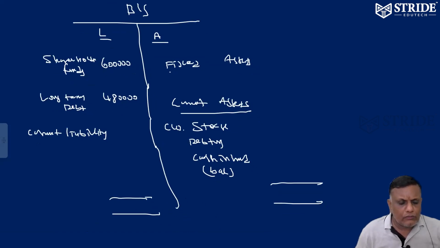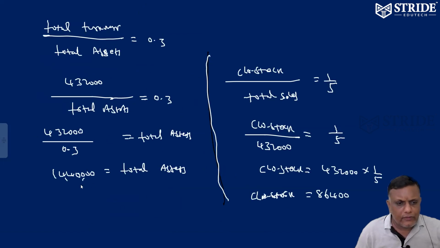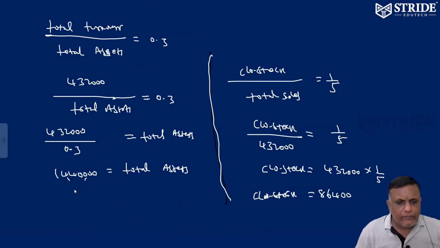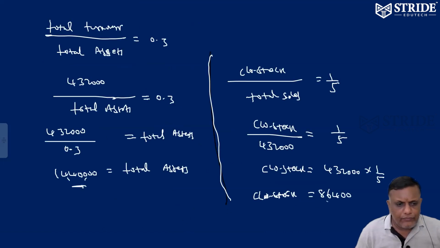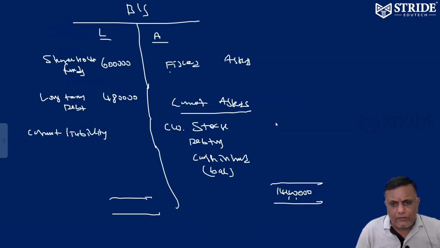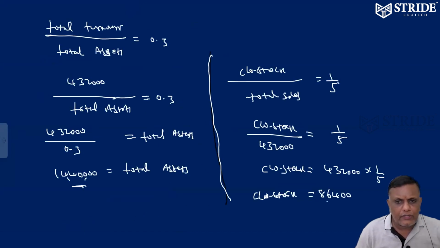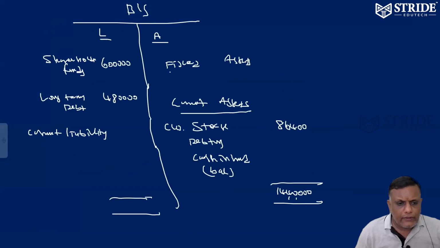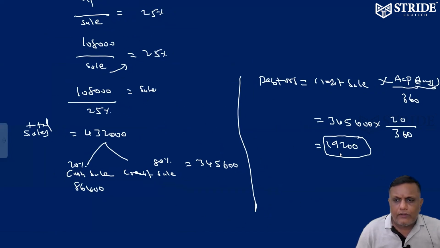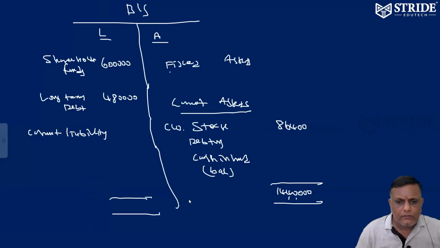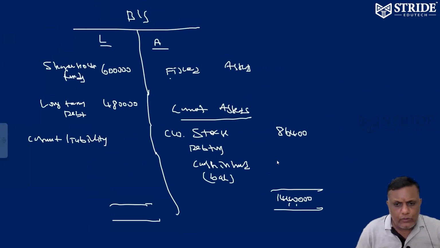Okay. Already we know total asset. What is total asset value? 14 lakh 40,000. So 14 lakh 40,000 total assets. What is stock value? 86,400. Stock value 86,400. Okay. Next. What is debtors value? 19,200. Debtors value 19,200.